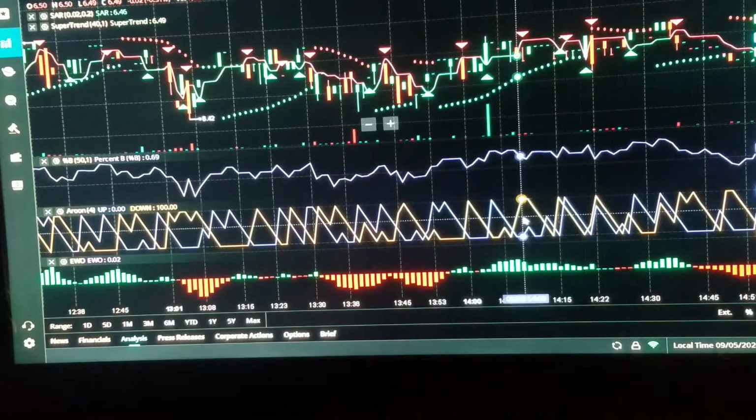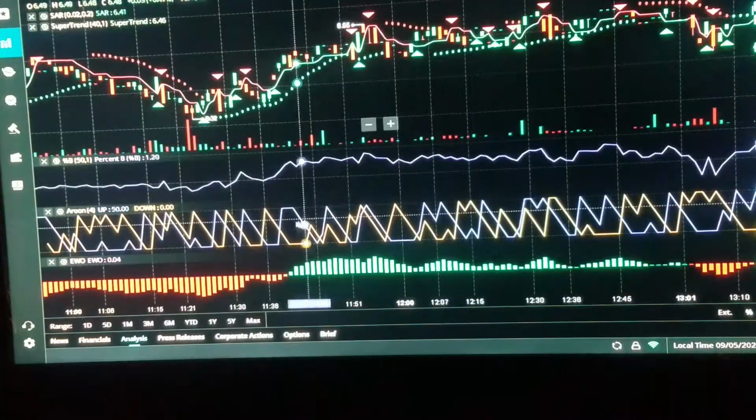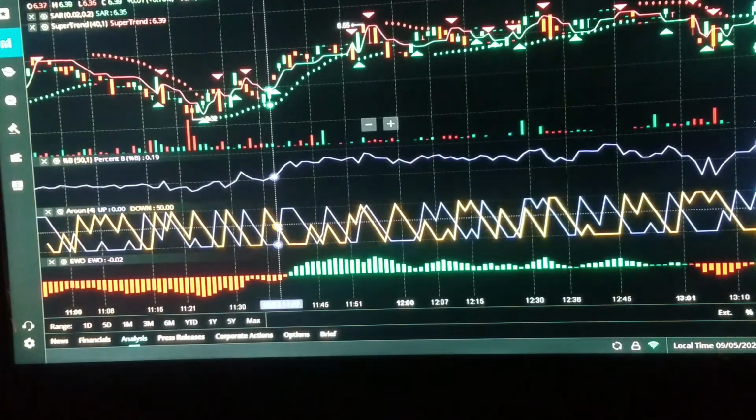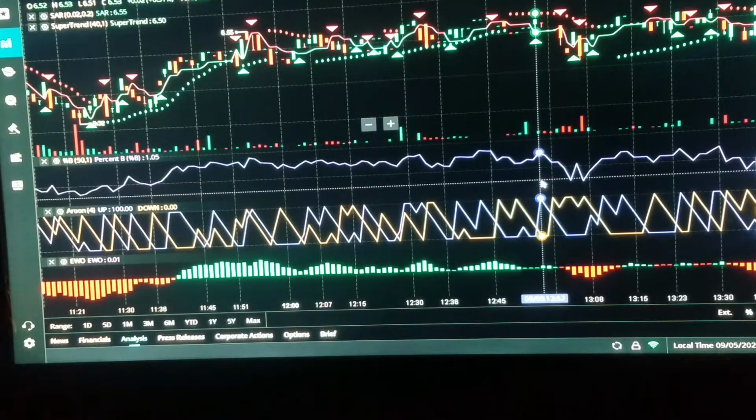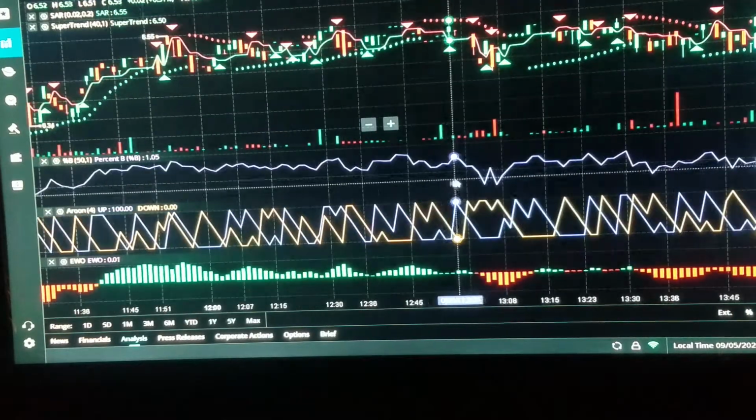Absolutely. So this technique will work. We just have to catch it in the right circumstance. Now, if we were to buy here at 637, we could ride this wave all the way until 653.